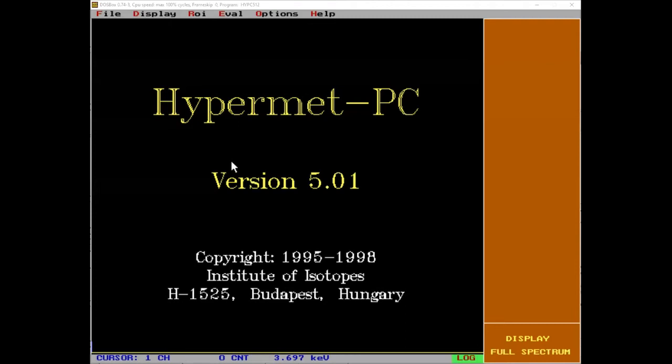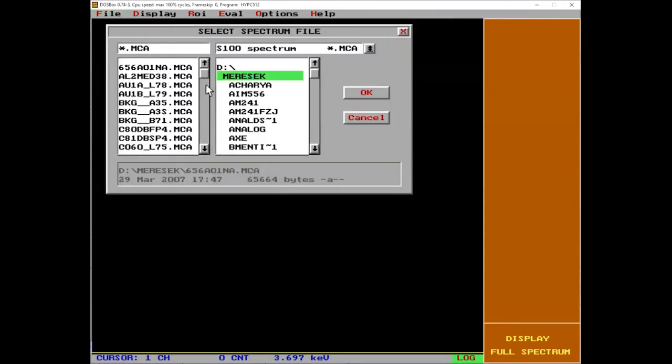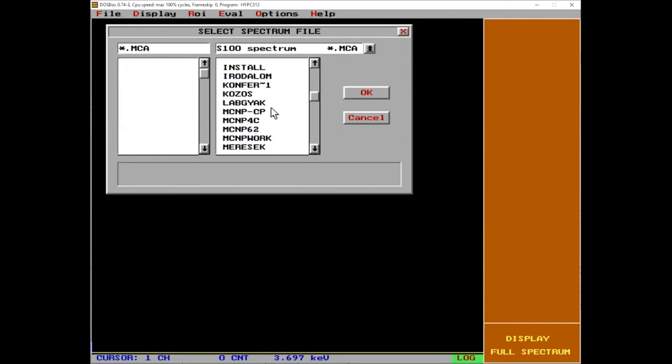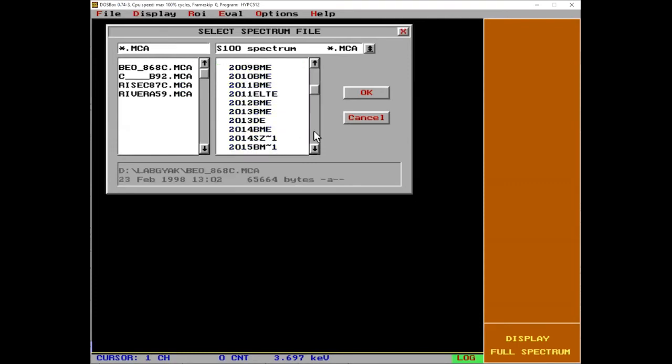So this HyperMet PC is the workhorse software for gamma spectroscopy in our lab. It was written by our former colleagues, and it's a very accurate and very sophisticated peak fitting software, but unfortunately technically quite old-fashioned. So the first step is that we load the spectrum.